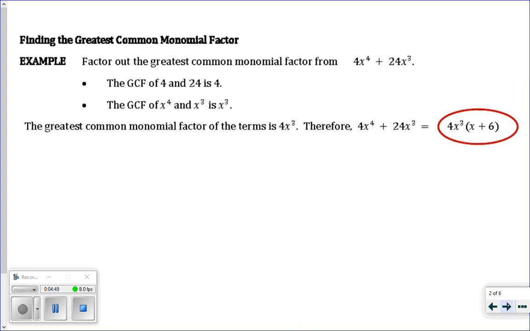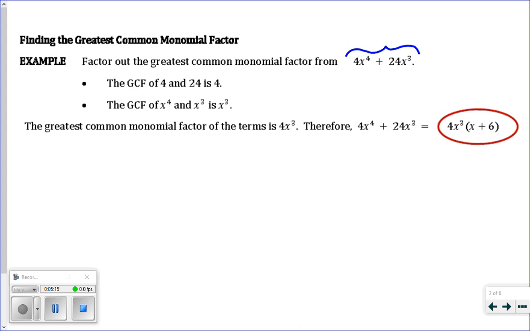So check out this example right here. Finding the greatest common factor when we're doing polynomials means we're going to look for the greatest common monomial that goes in the book, right? So let's say that I want to factor out the GCF from 4x to the fourth plus 24x to the third, which is this guy right here. And so I would treat them each separately and just do one thing at a time.